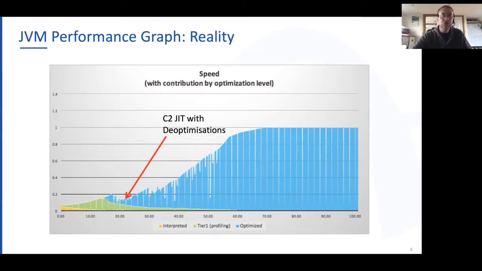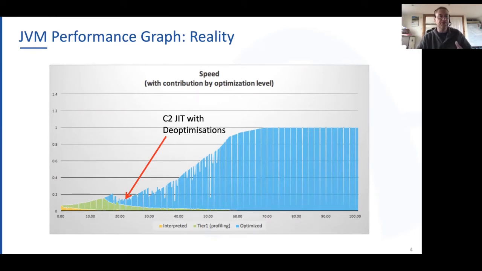We also get these things called deoptimizations, which are a result of what are called speculative optimizations being used to improve code. Speculative optimizations are basically where you make an assumption about how the code has run up to this point and say, well, if it has worked that way up until this point, let's assume it will work that way from now on.